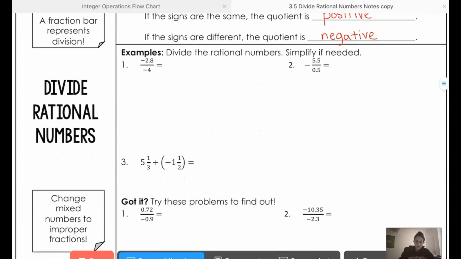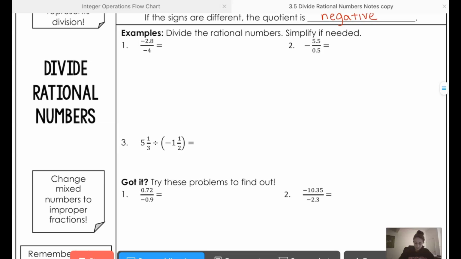Let's look at the first three examples. It says divide the rational numbers, simplify if needed. So number one, we have negative 2 8/10 divided by negative 4. So I can already see 28 divided by 4. So there's going to be a 7 in my answer, but I'm going to write it out.